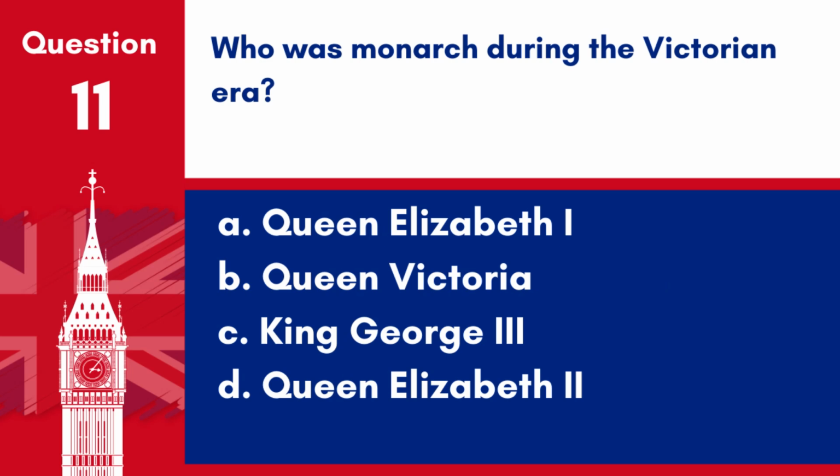Question 11. Who was monarch during the Victorian era? A. Queen Elizabeth I. B. Queen Victoria. C. King George III. D. Queen Elizabeth II. Answer B. Queen Victoria. The Victorian era is named after Queen Victoria, who reigned from 1837 to 1901.